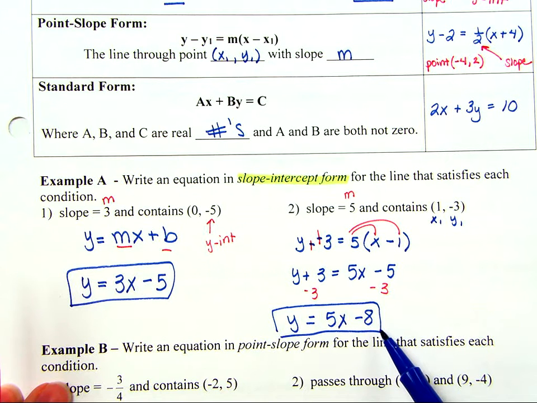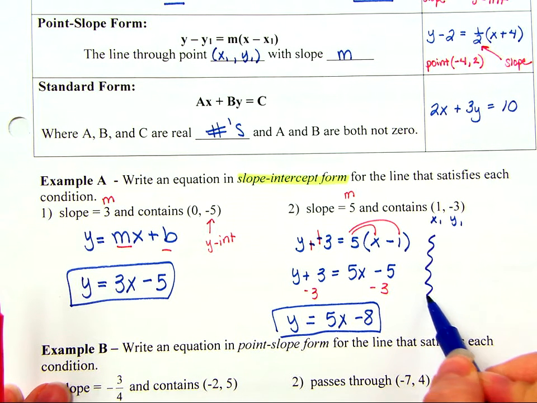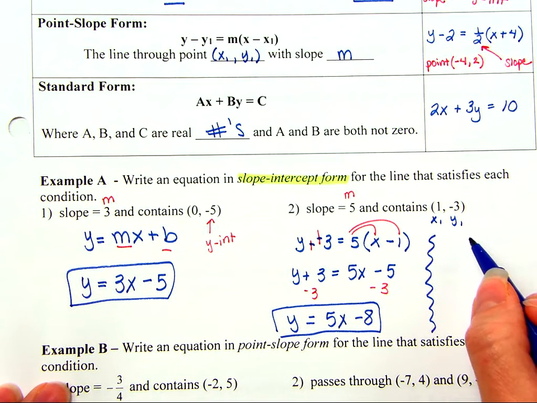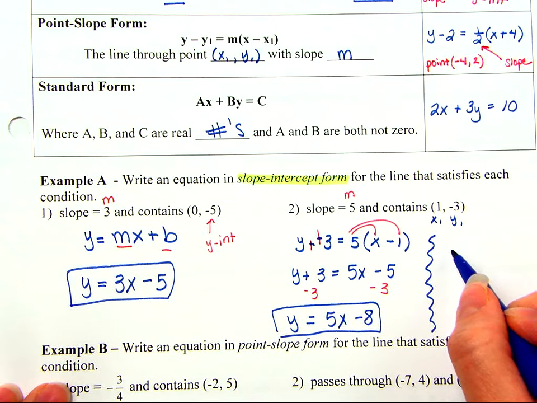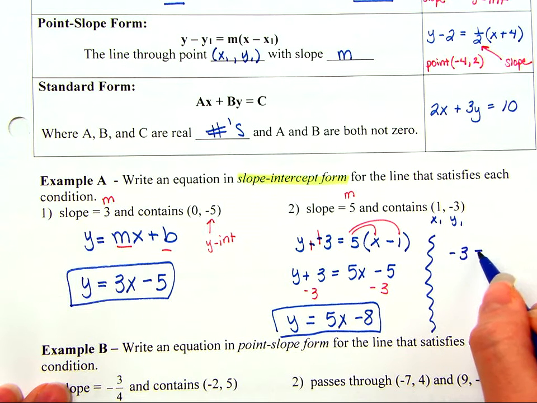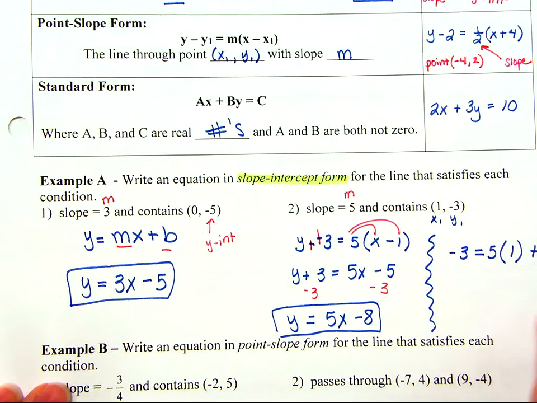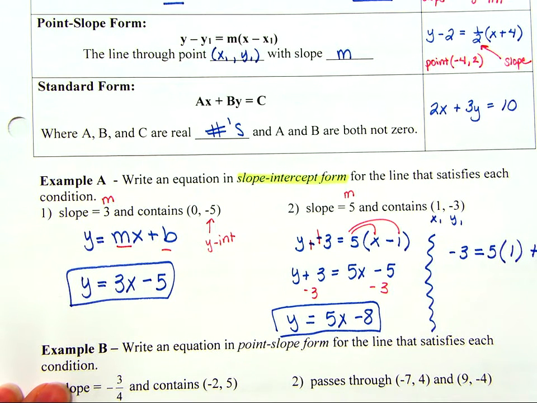Now the other way to do that is we could have taken our x, y, and used slope-intercept form by saying that negative 3 as my y equals 5 times 1 as my x plus b, and I could have solved it for b and then plugged it back in.